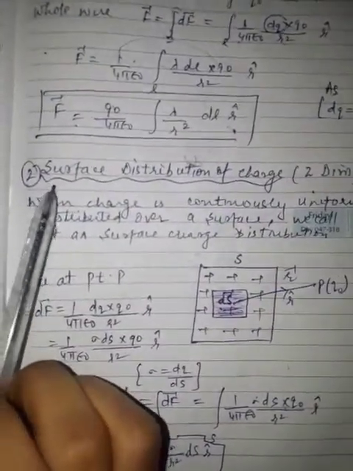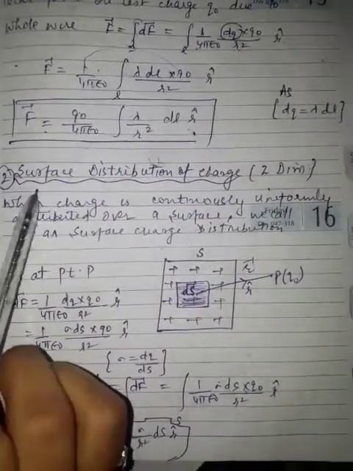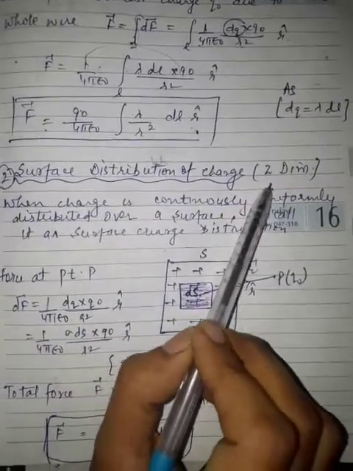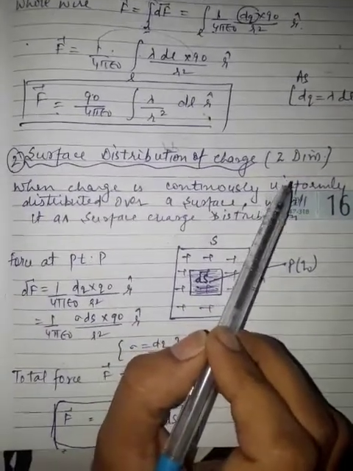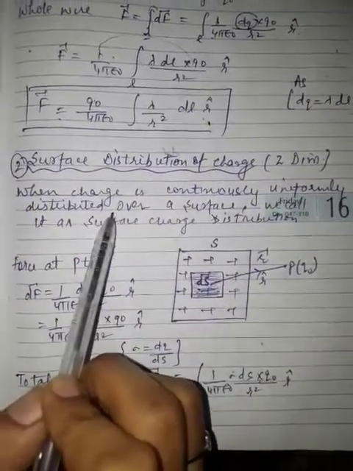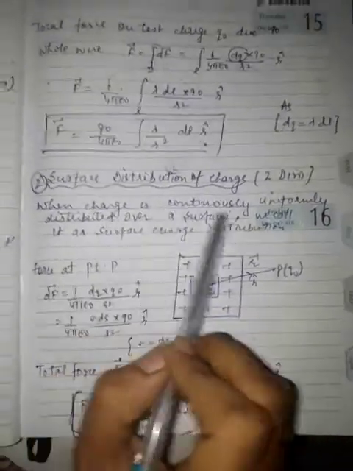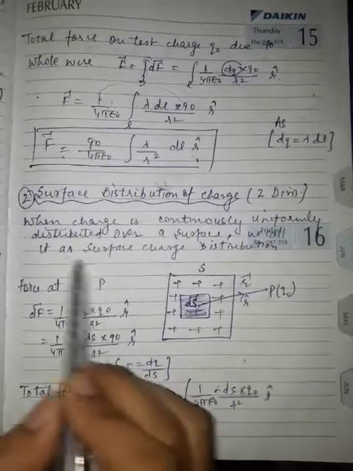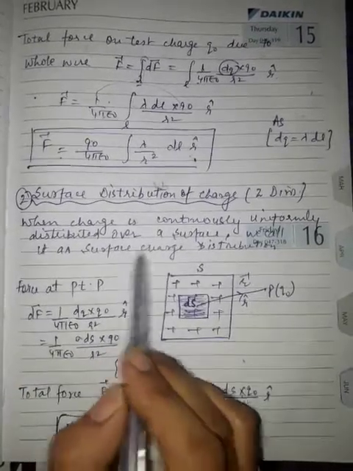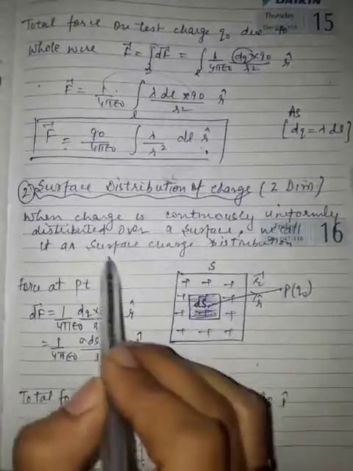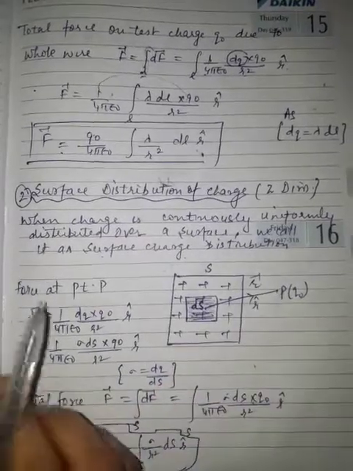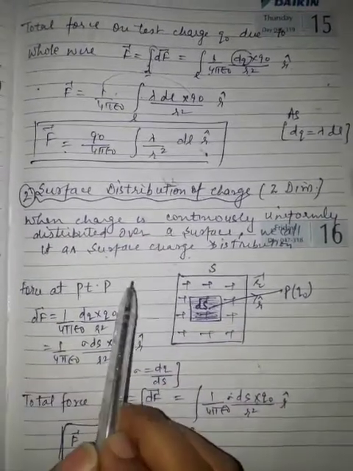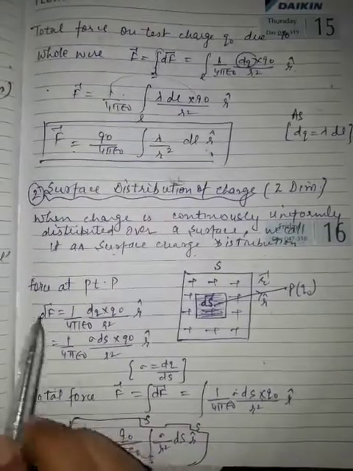Now the next is similar, the surface distribution of charge. That means two-dimensionally, when the charge is distributed over a surface continuously and uniformly, we call it a surface charge distribution. This was linear charge distribution, and this is surface charge distribution.